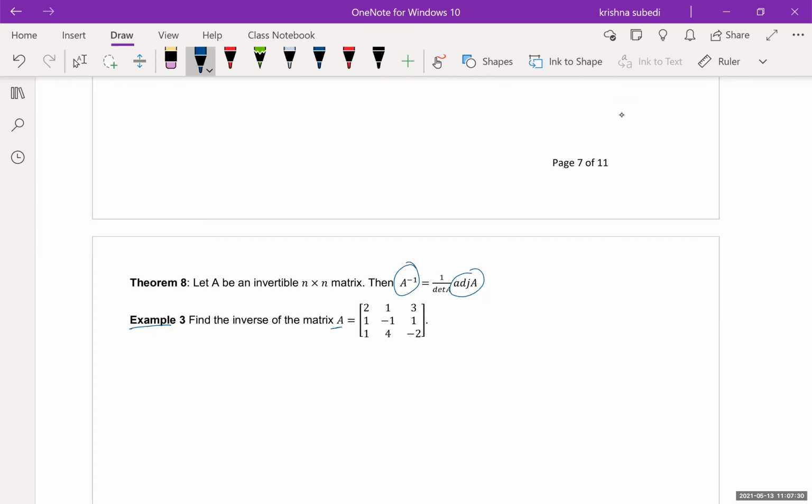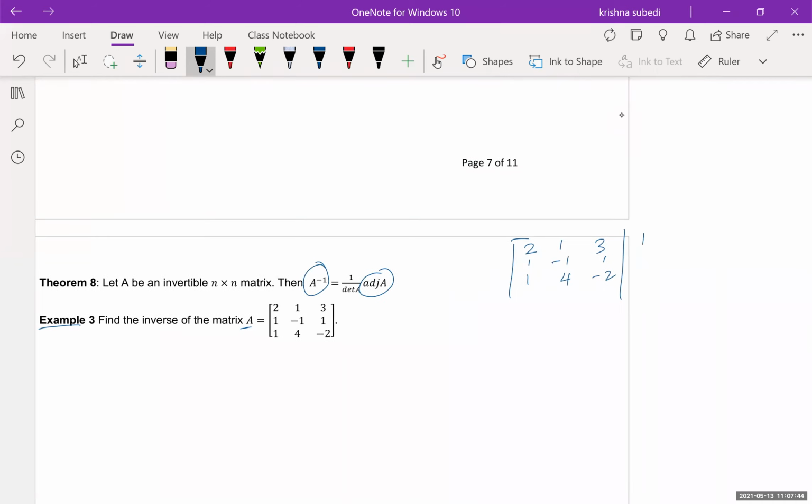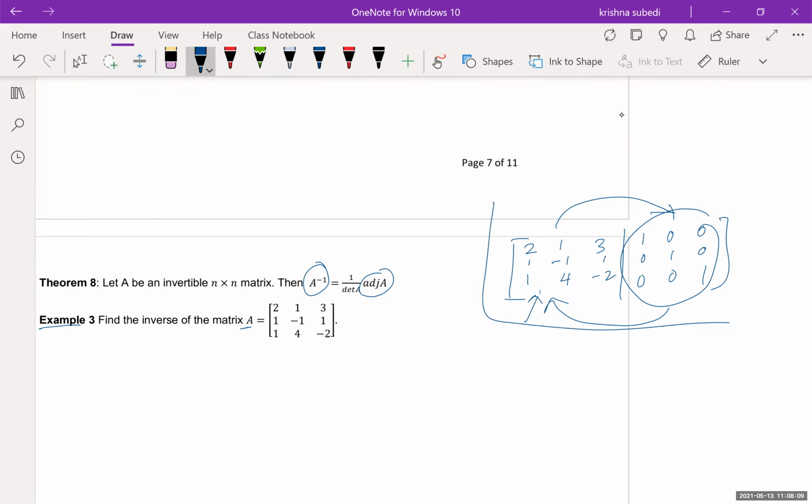What we did there is, if A is given, so let's say 2, 1, 1, 1, negative 1, 4, 3, 1, negative 2, then we write the identity matrix 1, 0, 0, 0, 1, 0, 0, 0, 1, next to it. Whatever result we get on the right hand side when we change the left hand side into the identity matrix, that is the inverse, right? That's the method that we already discussed.